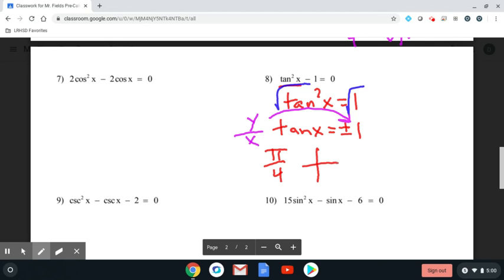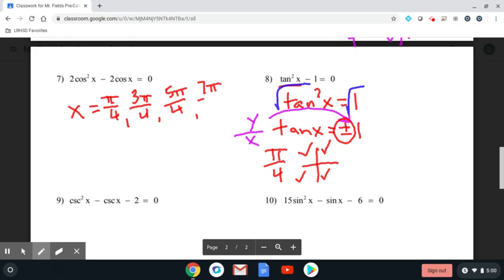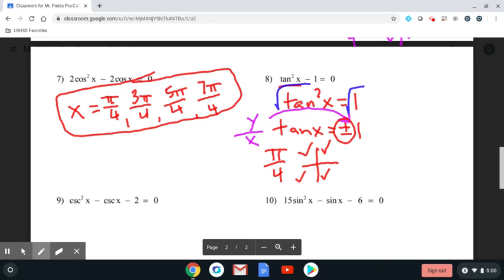And then when we think about the quadrants that we're in, since we see this plus minus sign here, just like last problem, that's going to tell us that we're in all 4 quadrants. So my final answers for this problem are pi over 4, 3 pi over 4, 5 pi over 4, and 7 pi over 4. All right, so those would be our 4 final answers.